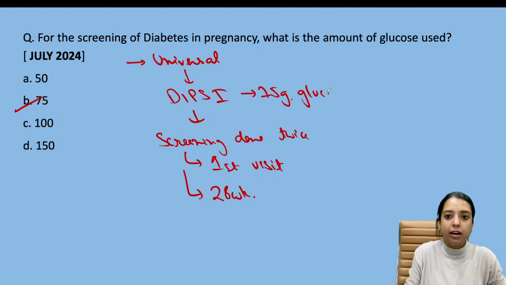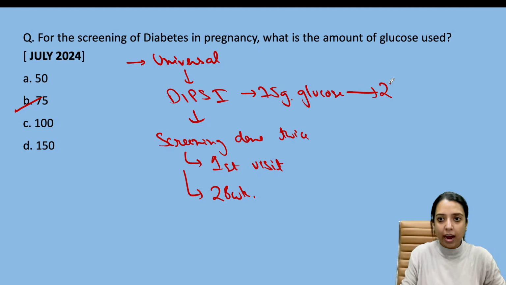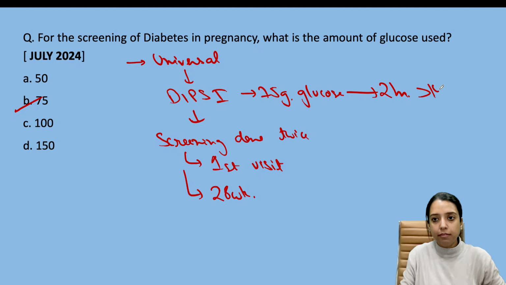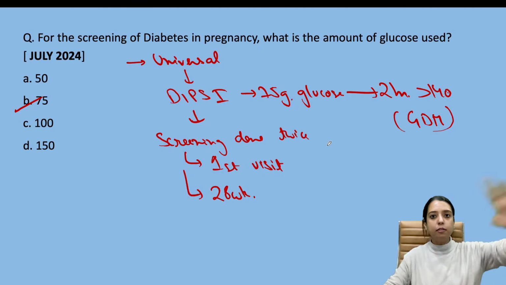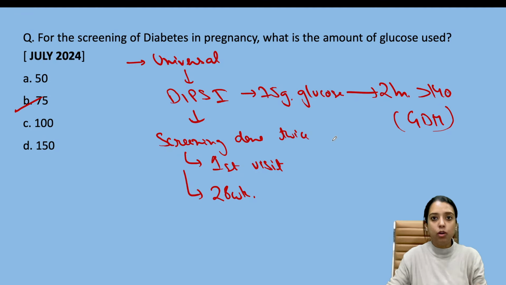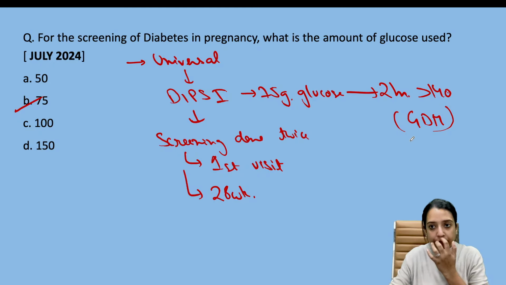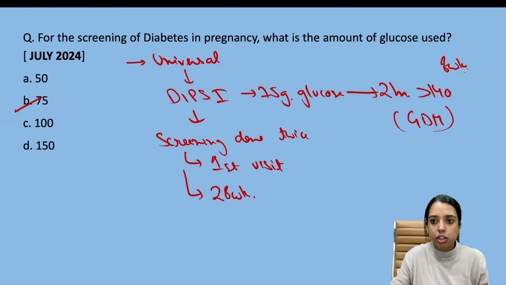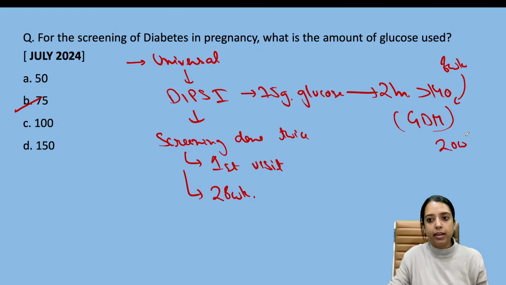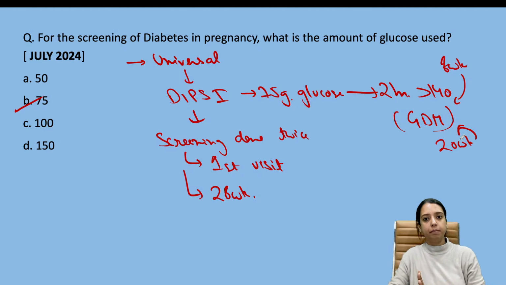After giving her 75 gram glucose, we measure her blood sugar after 2 hours. If it is more than 140, she is GDM, gestational diabetes mellitus. So every woman diagnosed with high sugar in pregnancy is GDM, irrespective of gestation. If you have diagnosed high sugar at 8 weeks, she is GDM. High sugar diagnosed at 20 weeks, she is GDM. So the diagnosis of gestational diabetes mellitus doesn't depend on gestation. At any gestation, if you find high sugar, she is GDM.